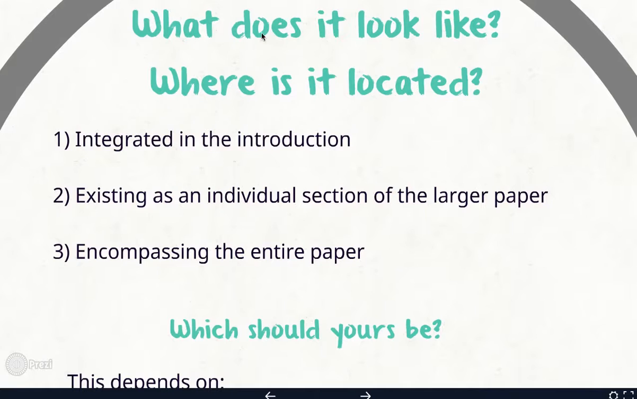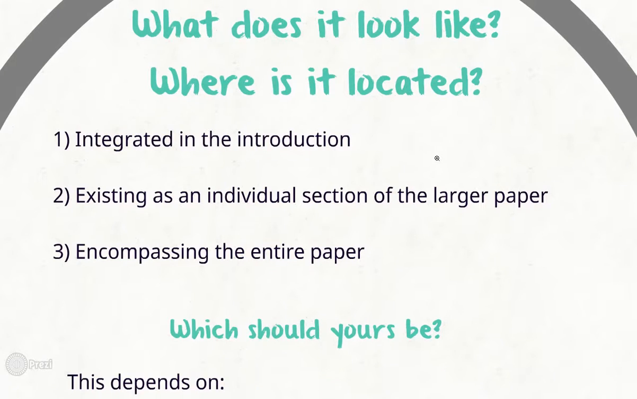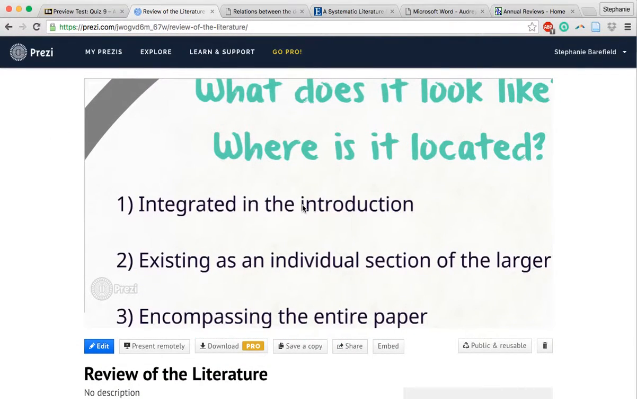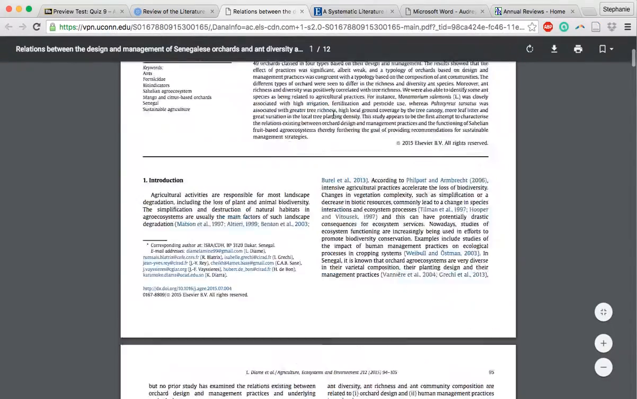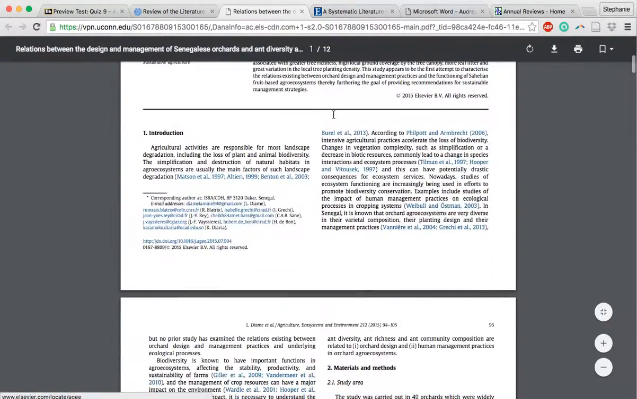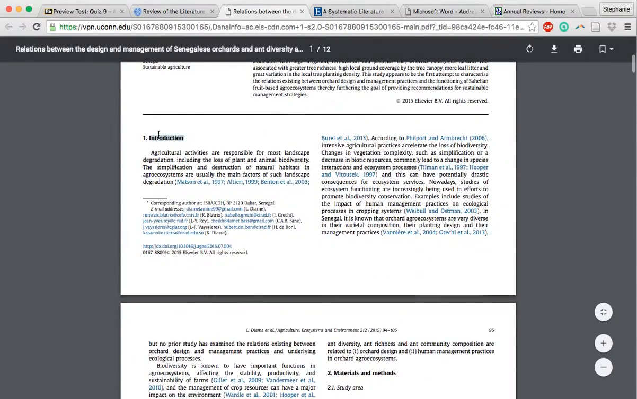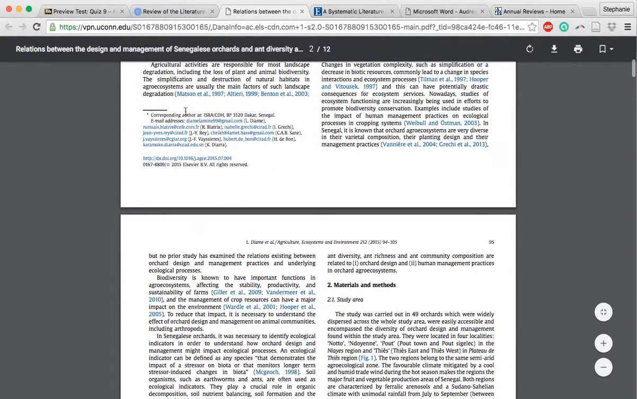Okay, what do literature reviews look like and where are they located in the paper? Sometimes your literature review is integrated within the introduction. So I'm going to show you an example of that right here. So in this paper, there is no separate literature review. There's the introduction, and then there's the materials and methods section. They just jump right there.